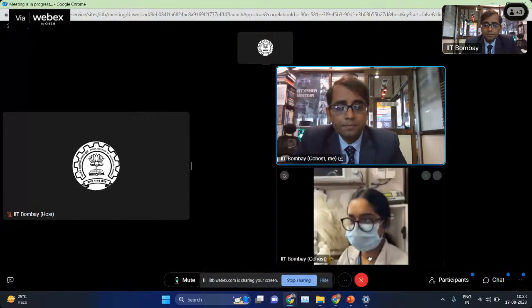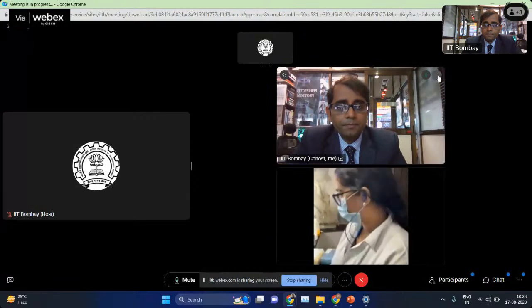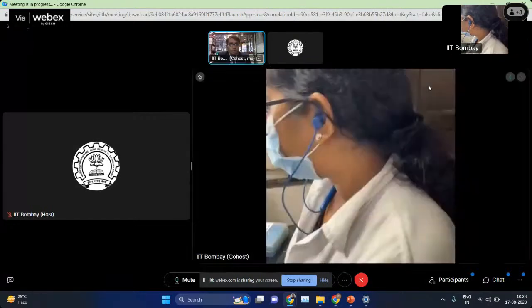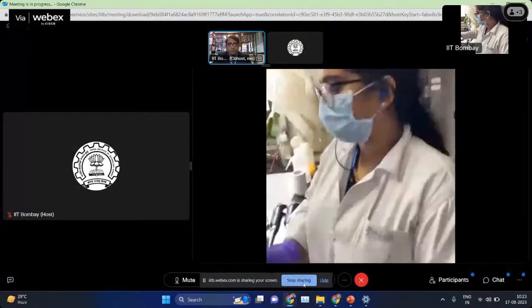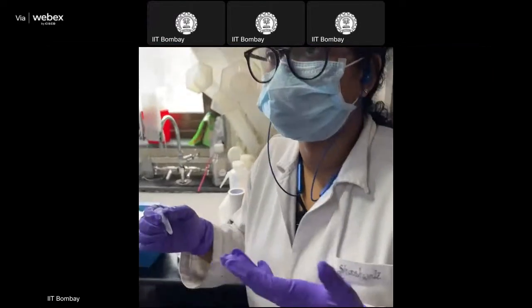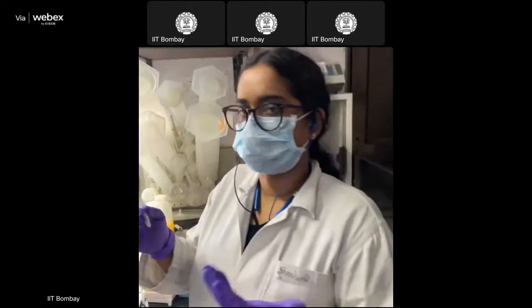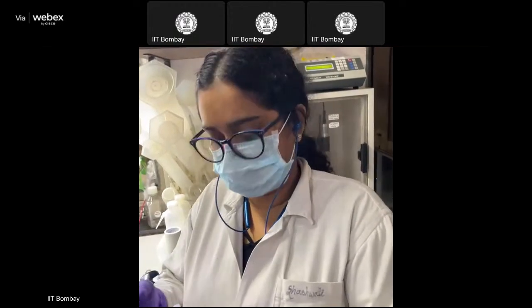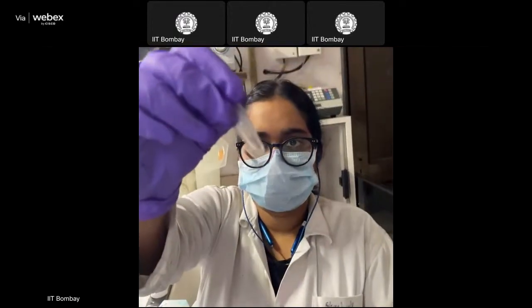Good morning, everyone. So I'm going to show how to prepare the sample. For this experiment, I have taken cell pellets. You can use any kind of tissue or plasma for protein extraction. For now, I'm showing how we do it from the cell pellet. So I have taken the cell pellet here.